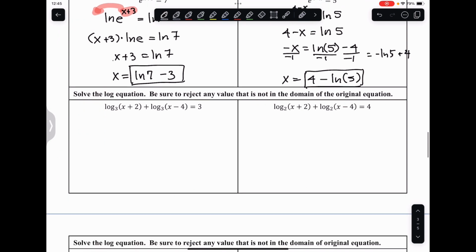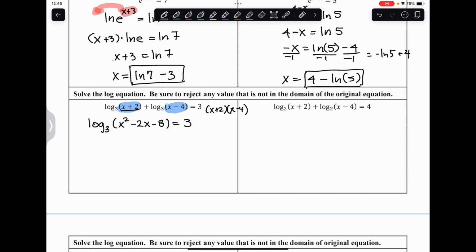And a couple more equations. The next log equations. Now let's move on to log equations. To solve these log equations, we'll have to use the product property. So on the left side, we have to condense into one log by multiplying x plus 2 with x minus 4, which is going to be x squared minus 2x minus 8. That's again the product of x plus 2 times x minus 4. That equals 3.